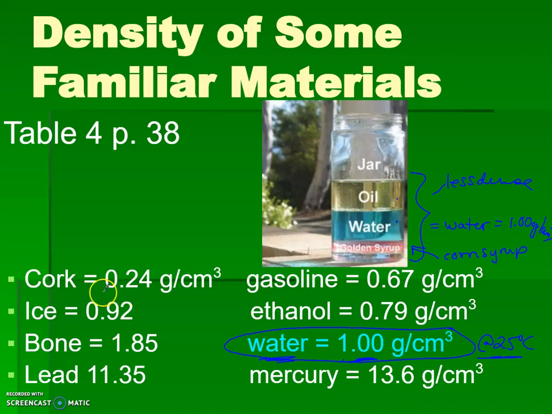So things that are less dense, like corks and ice, grams per centimeter cubed, ice will float in water. Gasoline, alcohol, ethanol will all float in water. But the things that are more dense than water will sink. So bones will sink in water, lead will sink in water, mercury will sink in water. Most solids will sink in water. There's some that aren't.